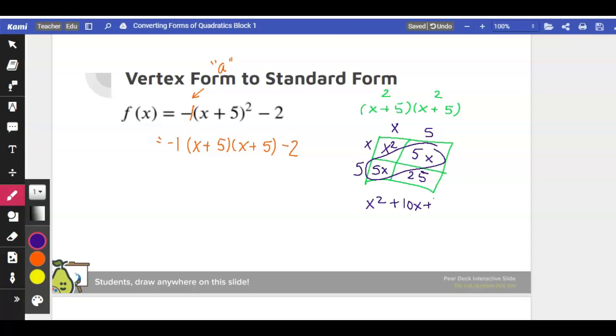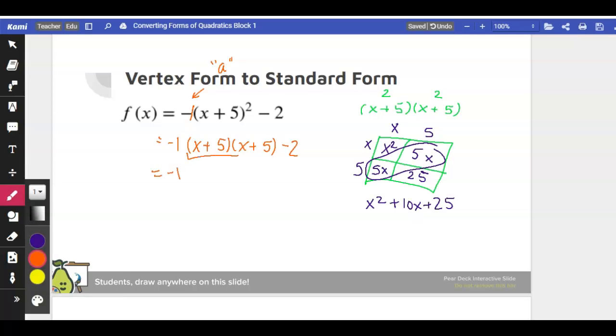Hey, Miss Grant. For vertex to standard form, can you still do the other method? You mean the distributive property? Yeah. Absolutely. I'm just showing you another way to multiply. Some people like the box, some people like the distributive property. I do not care which one you choose to use. Use the one that speaks to you the best.